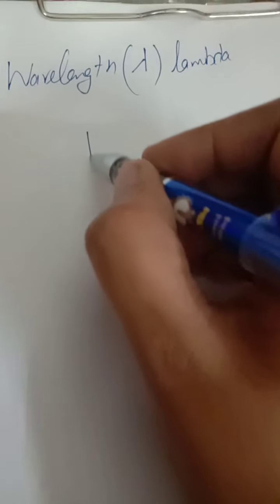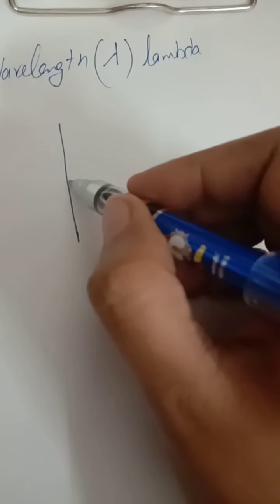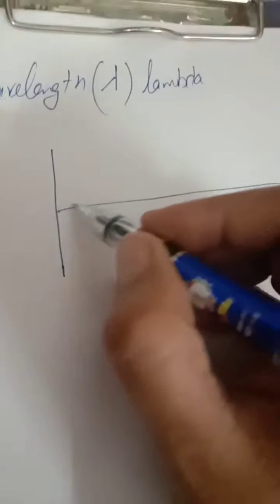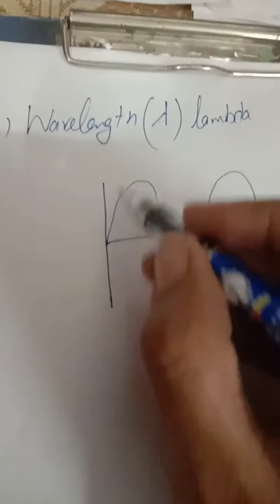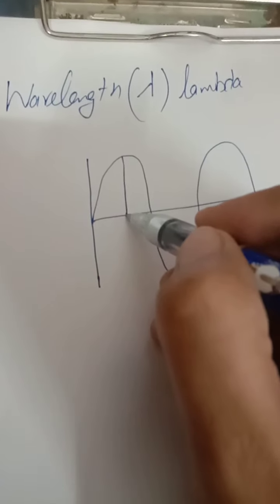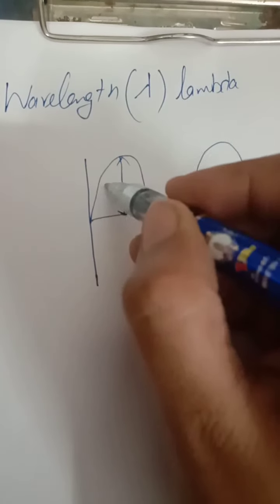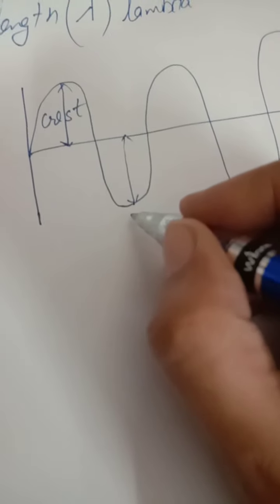First one is wavelength, which is represented by lambda. What is this wavelength? Suppose this is the source of the wave from where the wave is generated, and this one is the wave which is traveling. This height, you can say, is the mountain, and this is called the crest, and this depth of the wave is called the trough.